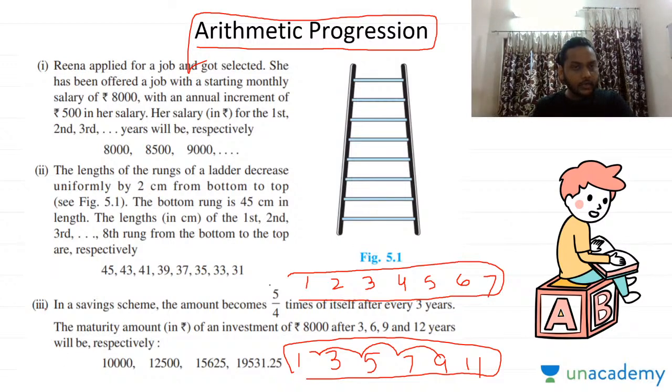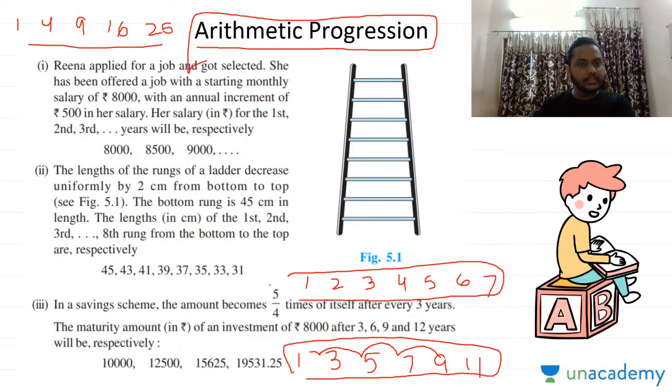Similarly, guys, let me write one more sequence for you, at the top left corner. If we talk about this sequence, I have 1, then I have 4, then 9, then 16, then 25. What do you say, guys? Is this a sequence or not? This is also a sequence.